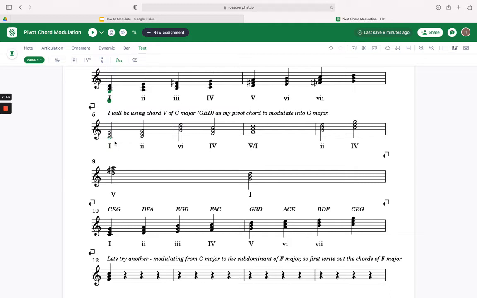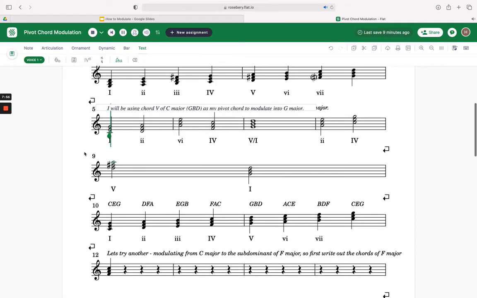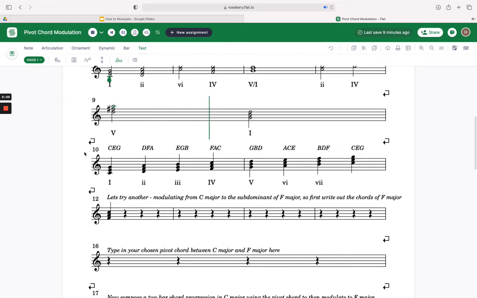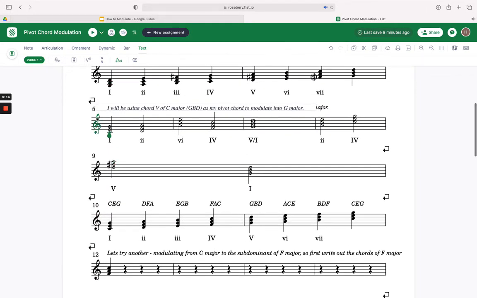So let me play my modulation for you so far, going from C major to G major. Modulated. Okay, so that is an example of how I can use modulation to move between closely related keys.